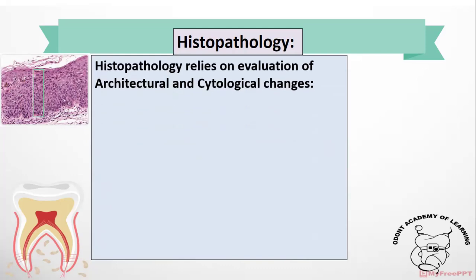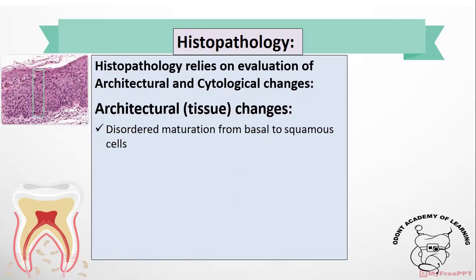Now coming to the histopathology. Histopathology basically relies on evaluation of the architectural and the cytological changes. Now, what all changes do we see? Architectural changes involve disordered maturation from basal to squamous cell. If the cells are not able to mature in a proper way, from the basal layer to the squamous cell, then that could result in the development of a pathosis in that specific area.